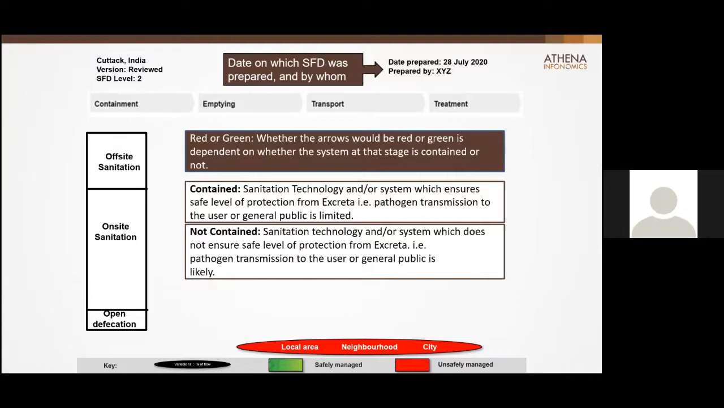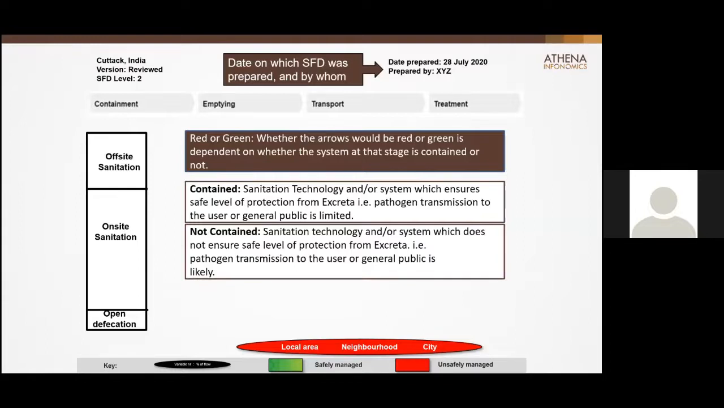Okay. Anybody else? What will you call it? Shibal, do you want to answer this? No, many have responded with not contained system.